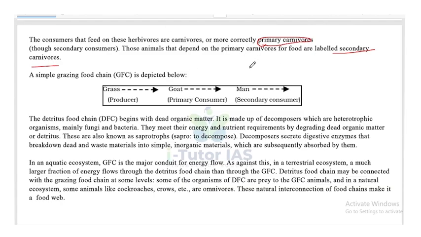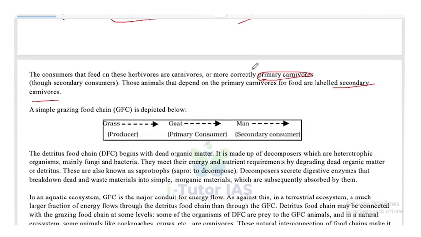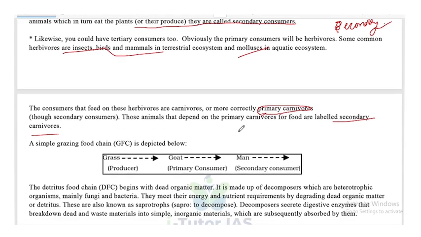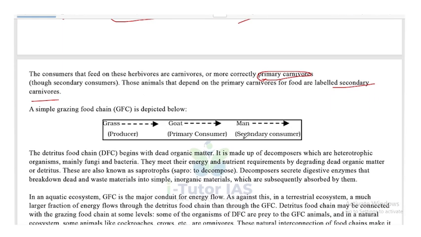We have seen producers, that is plants. Then we have seen consumers. In that, primary consumers are also known as herbivores, and those who feed on the herbivores are known as primary carnivores or secondary consumers. The organisms which feed on the primary carnivores are known as secondary carnivores, the tertiary, third level of consumers. First level of consumer is herbivores. Secondary consumers are primary carnivores. Tertiary consumers are secondary carnivores. So just don't get confused.